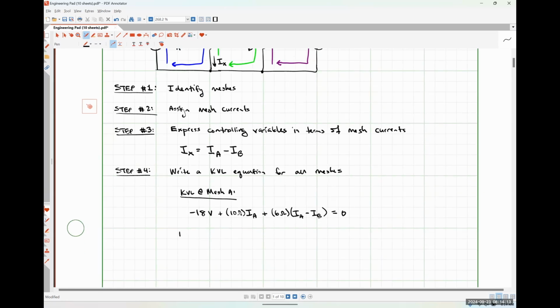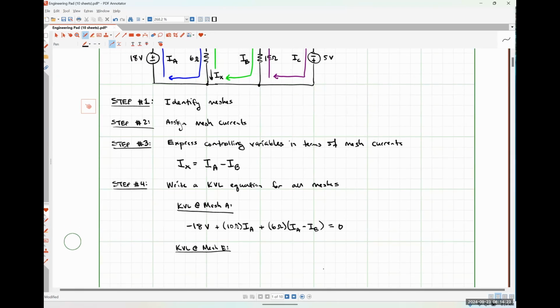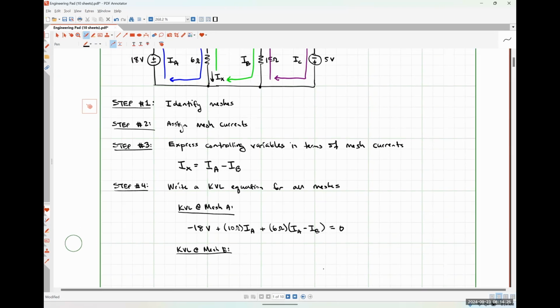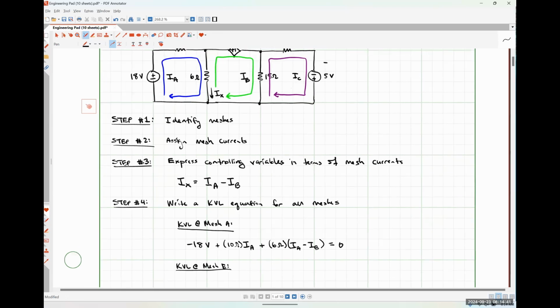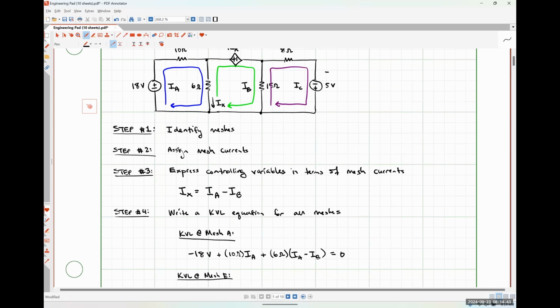And now we're going to write a KVL equation for mesh B. And we're going to do the exact same thing, right? So anytime we see a positive polarity terminal on a voltage source, the voltage will get a plus sign. Anywhere we see a negative polarity terminal first, the voltage will get a minus sign. And for any resistor, we are just going to assume that our mesh current that we're following is flowing into the positive polarity terminal. So I want you guys to tell me what's going on, and we're going to start at the bottom left-hand corner of mesh B.